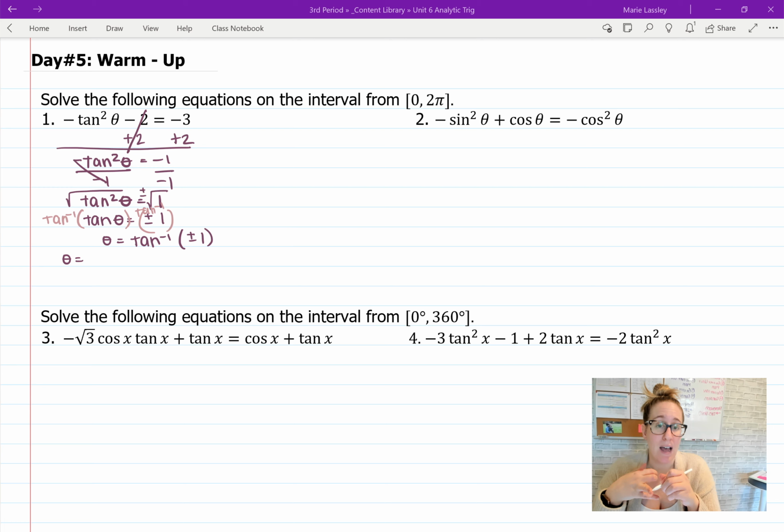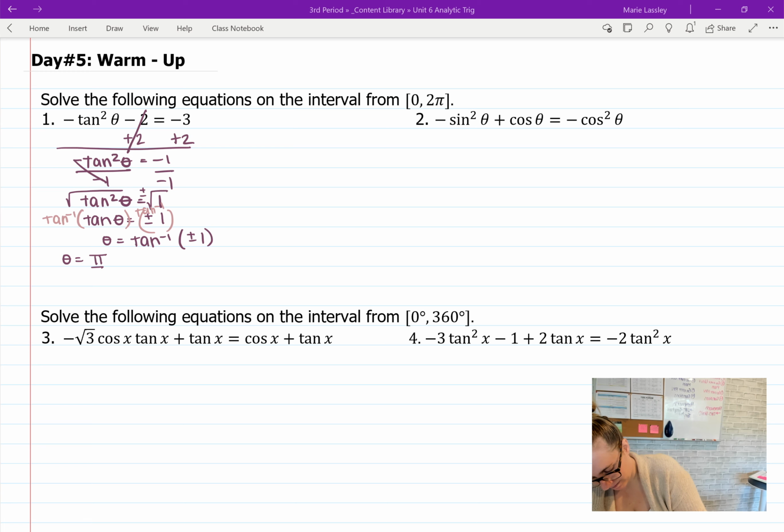So we would have pi over 4, 3 pi over 4, 5 pi over 4, and 7 pi over 4. There we go. All right, moving on to the second one. This one's a bit more challenging.